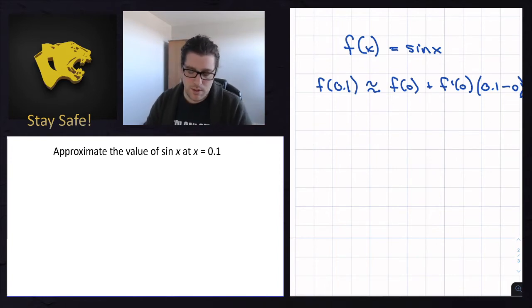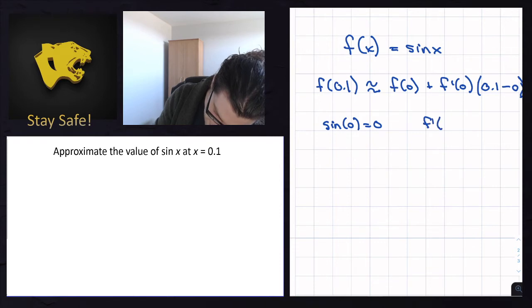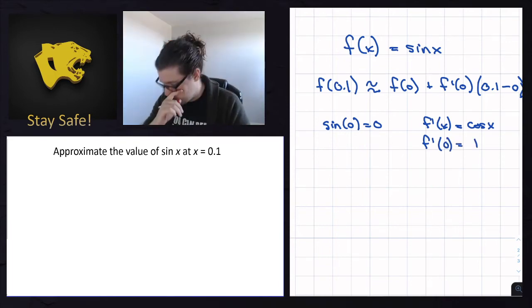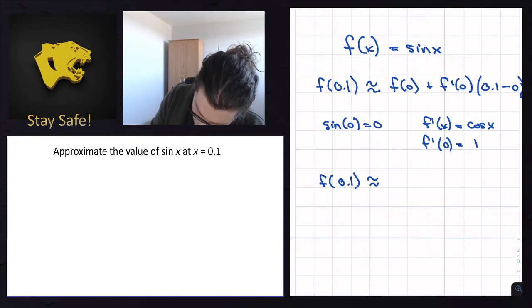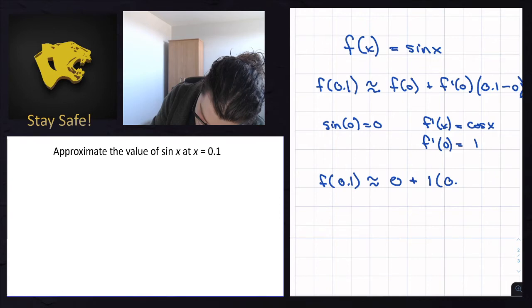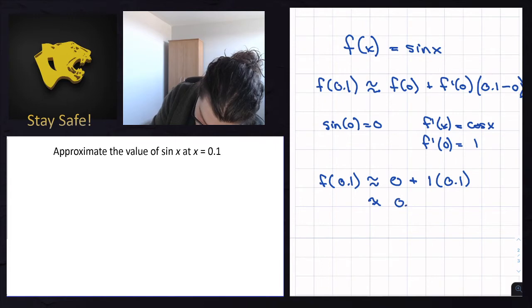Now, because we want to be able to do this by hand, first of all, the things we need to know, sine 0 is equal to 0. I do need to know the derivative. So f prime at x is equal to cosine x. And so f prime at 0 is equal to the cosine of 0, which is 1. So now I can fill in everything in this linearization. So I can say that f of 0.1 is approximately equal to f of 0, which we just said the sine of 0 is 0, plus f prime at 0, which we said was 1, times 0.1 minus 0, which is just 0.1. So it's approximately equal to 0.1.